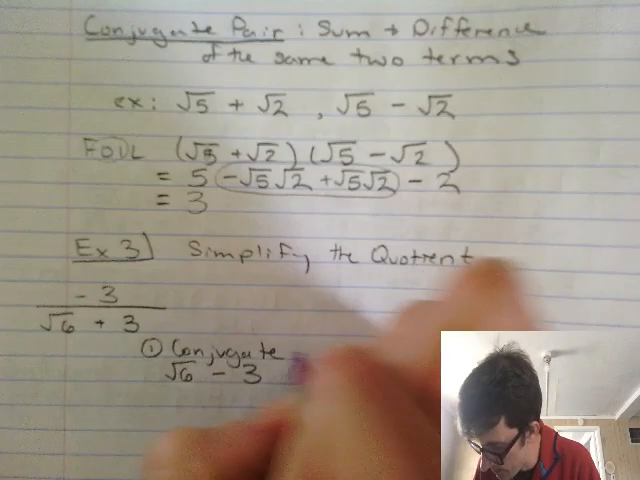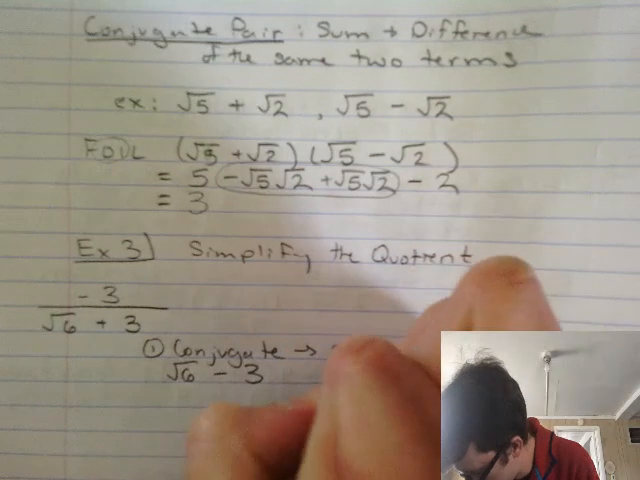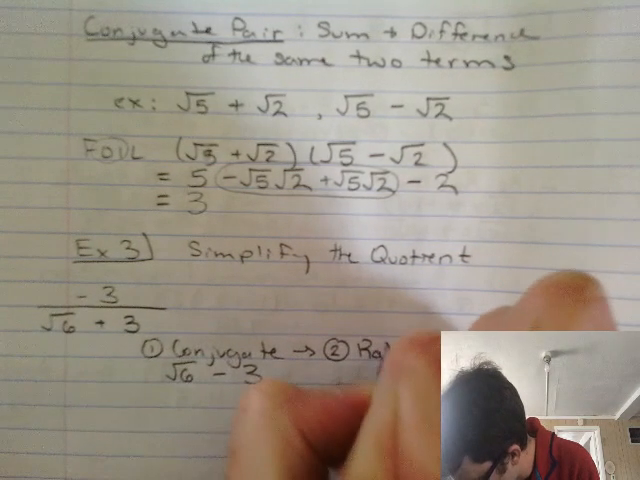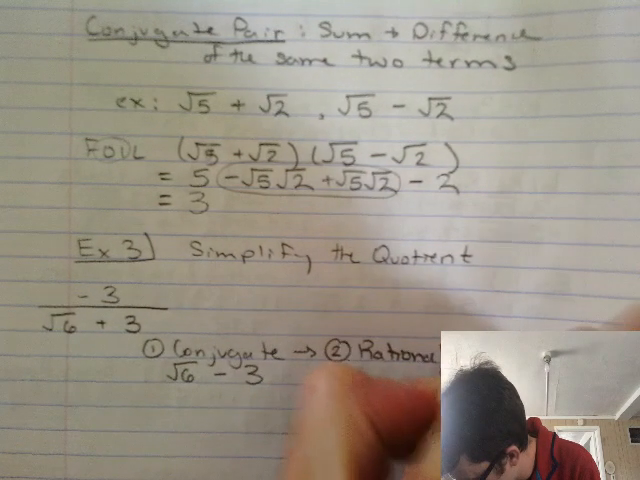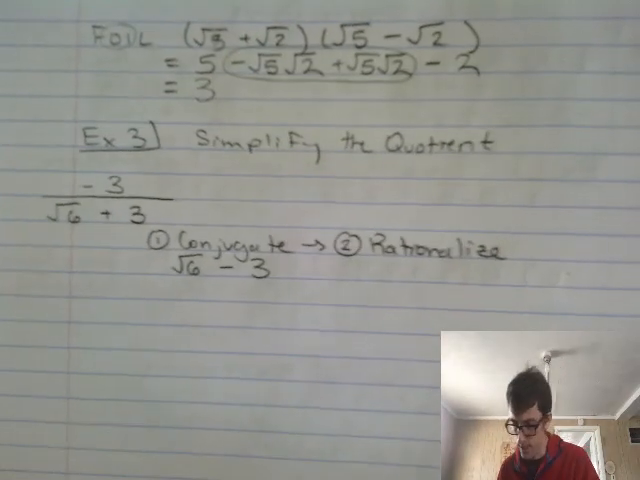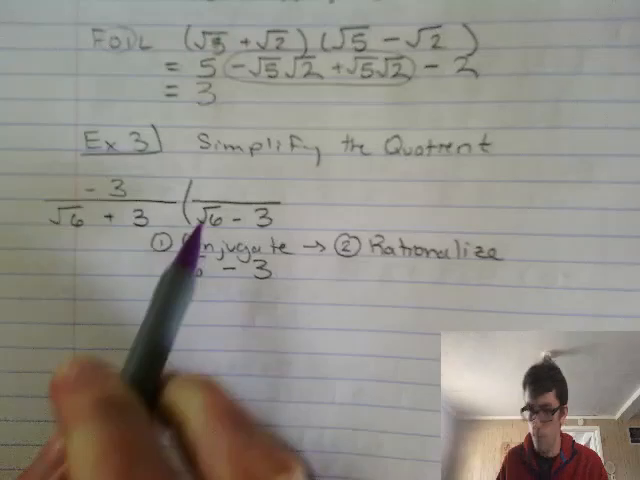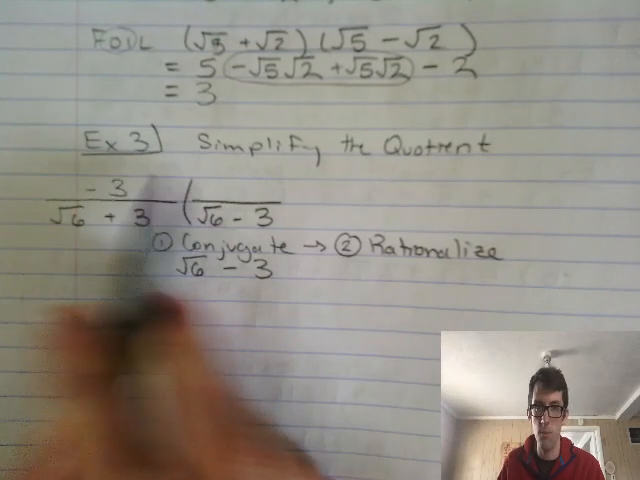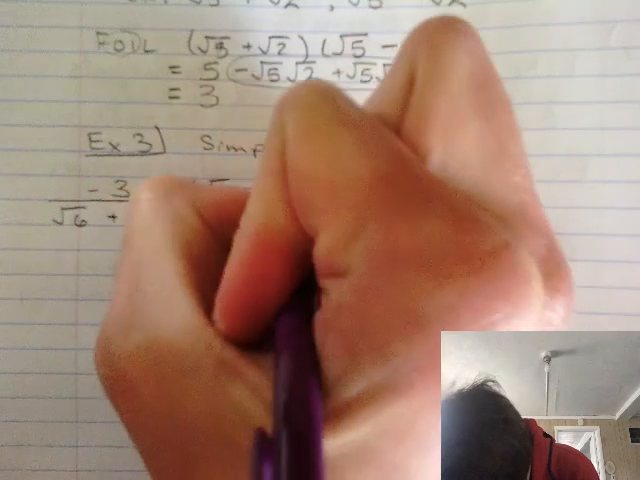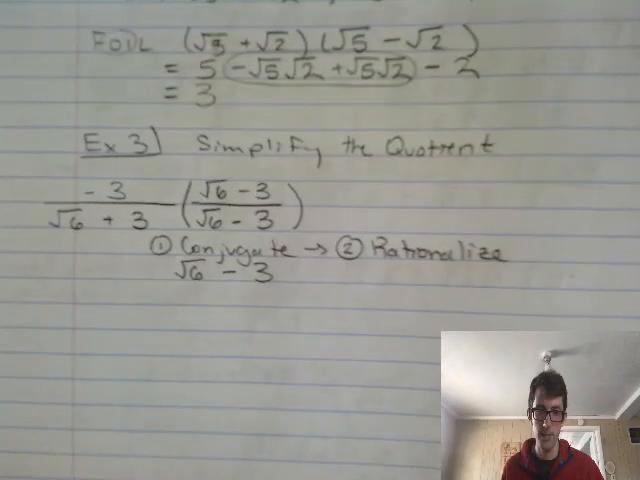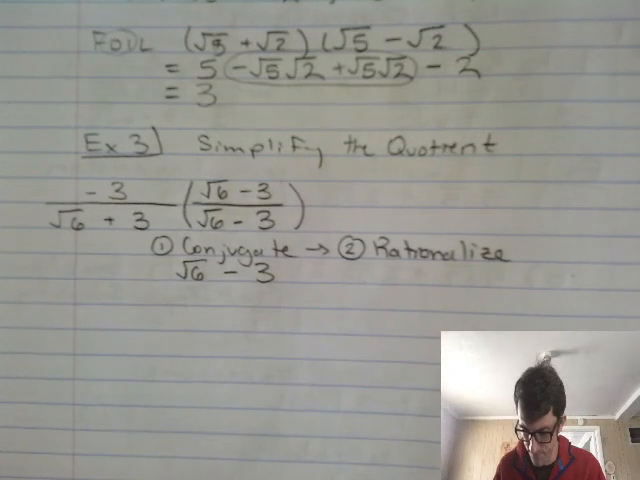So what we will end up doing is we use this to, step 2, rationalize. To rationalize, we will take that expression, the square root of 6 minus 3. When we multiply it by the bottom, we also have to multiply it by the top. The square root of 6 minus 3. We rationalize.